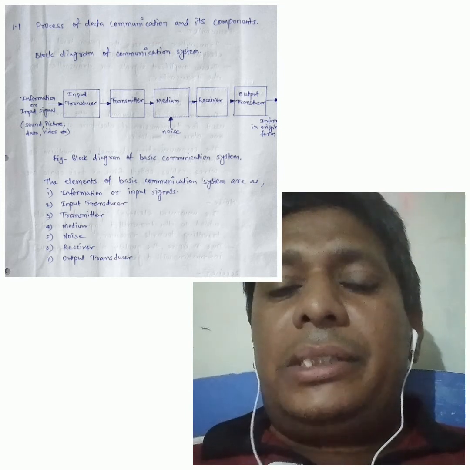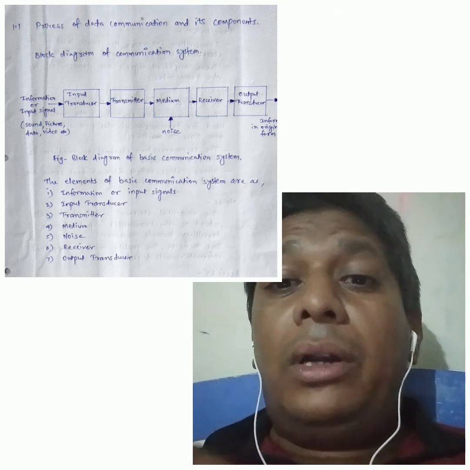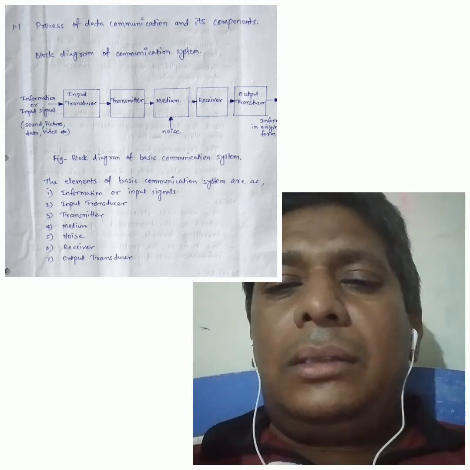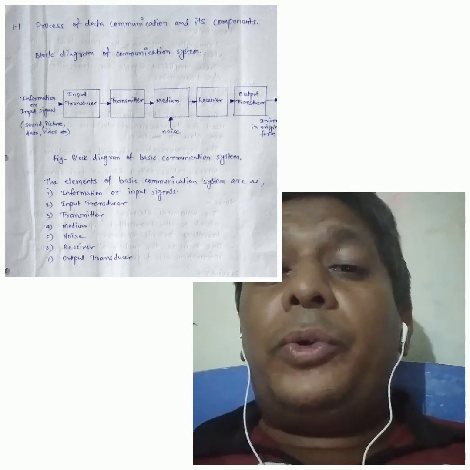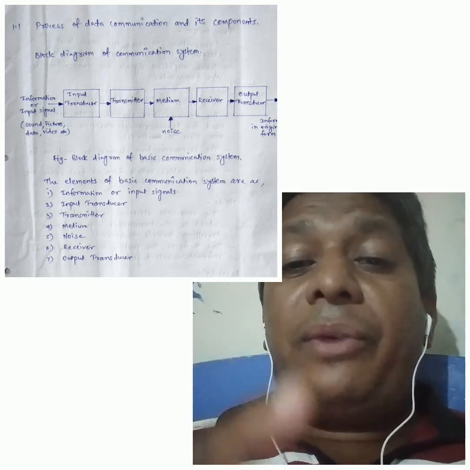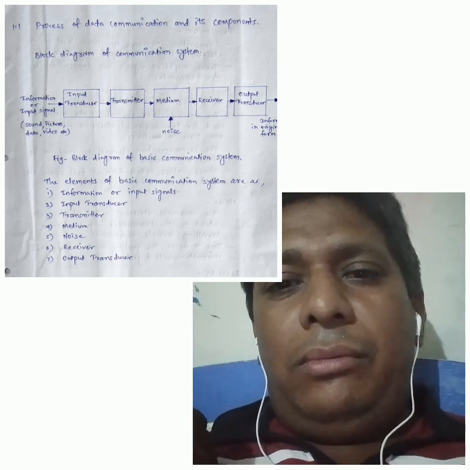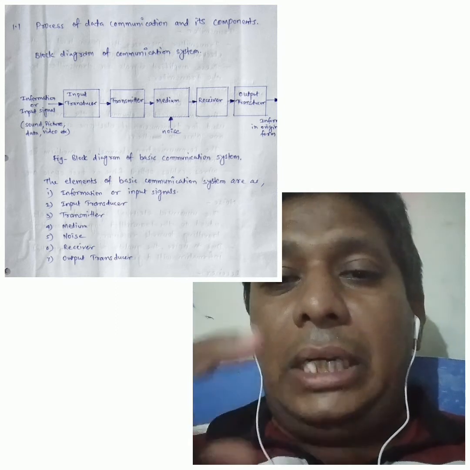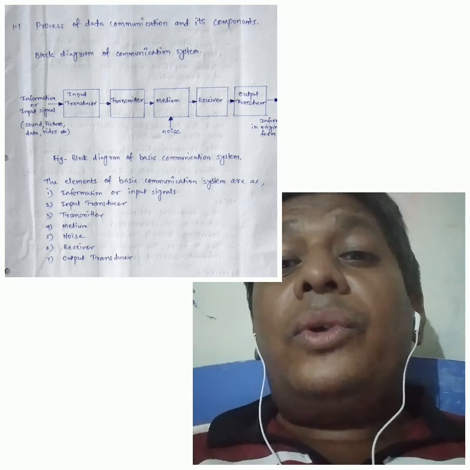While traveling through the medium, some noise is added. Noise means unwanted signals. All these are given to the receiver. The receiver receives these signals and gives them to the output transducer. At the last end, we need our original information or original input signal. But we receive an electrical signal. So what does the output transducer do? It converts the electrical signal into the original form.